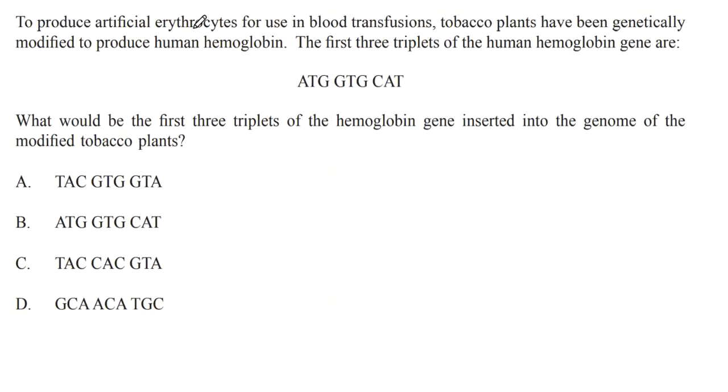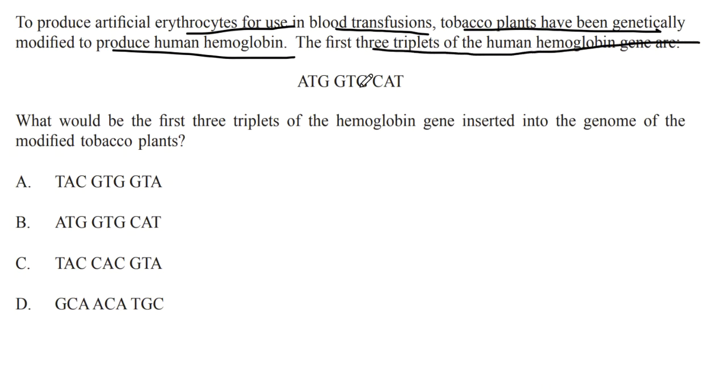To produce artificial erythrocytes used in blood transfusions, tobacco plants have been genetically modified to produce human hemoglobin. The first three triplets of human hemoglobin are ATG, GTG, and CAT. What would be the first three triplets if the hemoglobin gene is inserted into the genome of modified tobacco plants? Well, if this is the gene and we're inserting it into the genome of tobacco plants, wouldn't it be the same gene? I'm not sure, but I think it's basically the same gene that we're putting in. So it's fine.